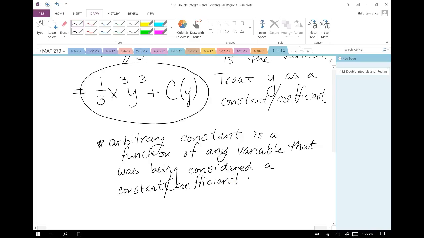So our arbitrary constant is a function of any variable that was being considered a constant or coefficient. So our antiderivative is 1/3 x cubed y cubed plus c of y.